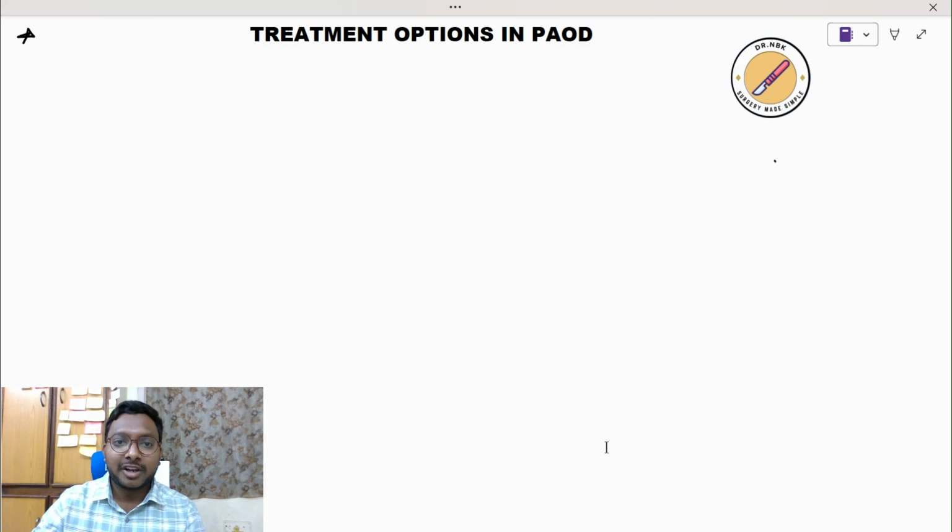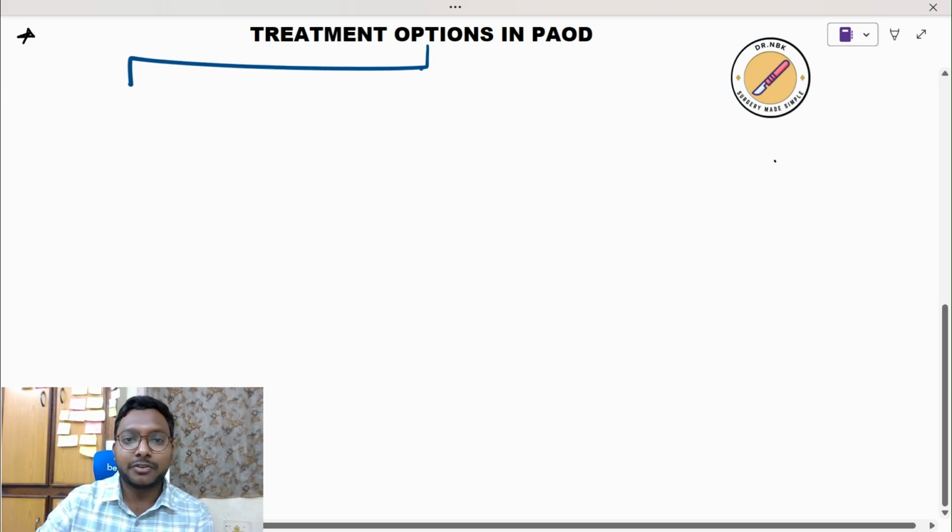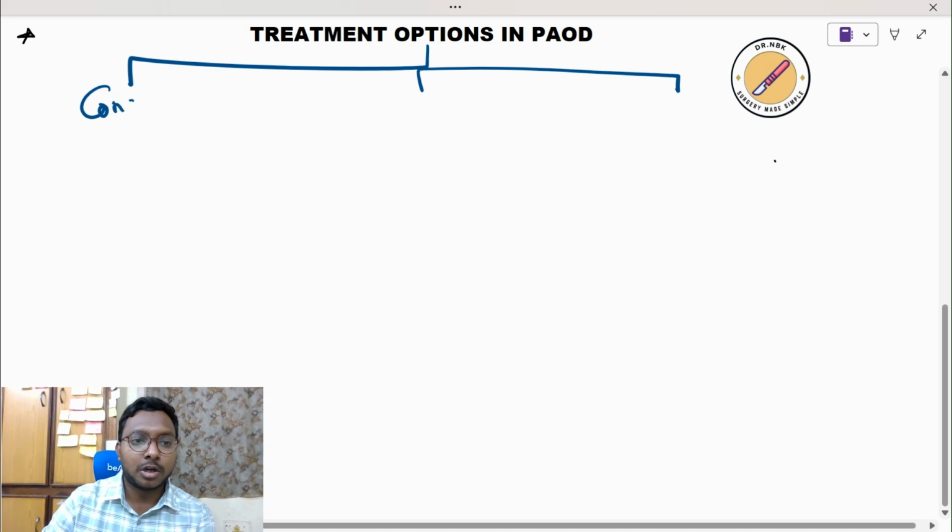Today we are going to look at the treatment options in peripheral arterial occlusive disease. As we know, the basic formula is the treatment options will be gone under three headings: conservative, medical, and surgical. So here also we will be learning the treatment options under those three subheadings. So first one is conservative, where we are counseling the patient and giving some precautions.